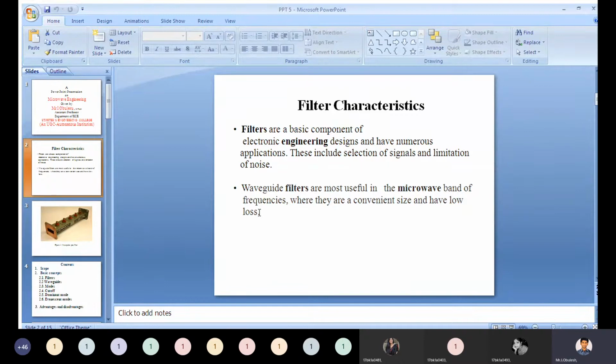Basically, from those three areas we are able to use our waveguide filters. The waveguide filters were developed during World War II. You need to remember World War II, to meet the needs of radar and electronic countermeasures.